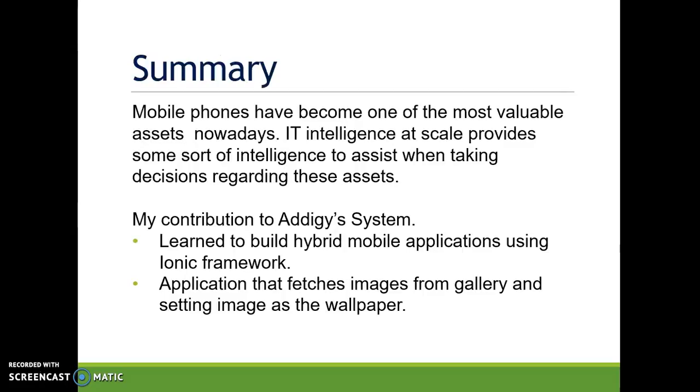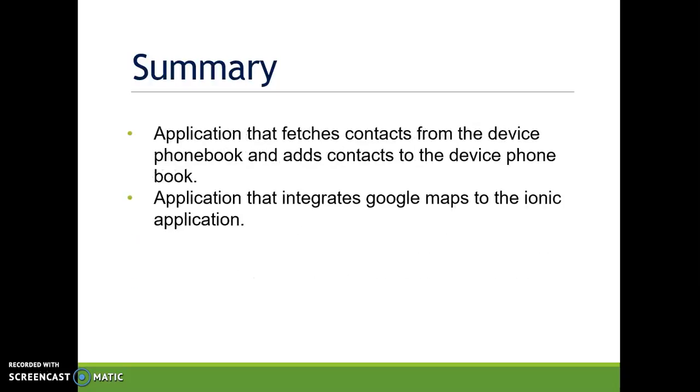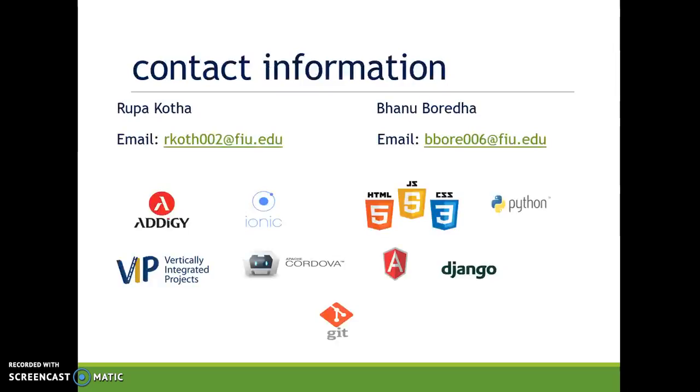And coming to the summary, we have learned how to build hybrid mobile applications using the Ionic framework: an application that fetches images from the gallery and sets them as wallpaper, an application that fetches the contacts from the device phone book and adds contacts to the device phone book, and an application that integrates Google Maps into Ionic applications. So these are all the software we have used.